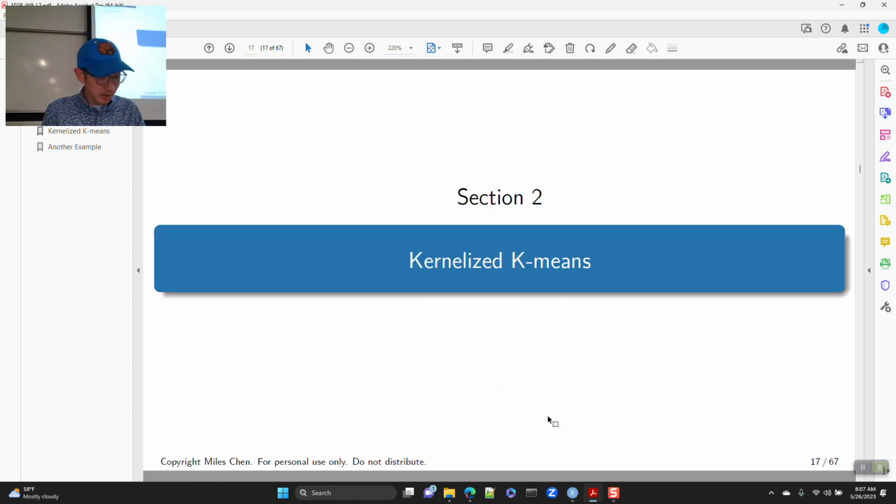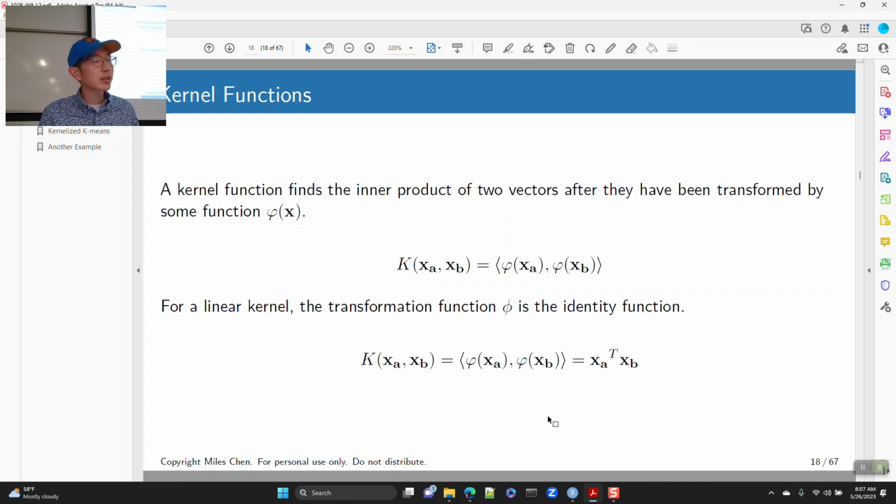Okay, so kernelized k-means clustering, conceptually I think it's easy to understand, maybe. But then the implementation looks like magic. Well, anyway, you'll see, okay? So the idea with kernelized k-means is that we apply a kernel function.